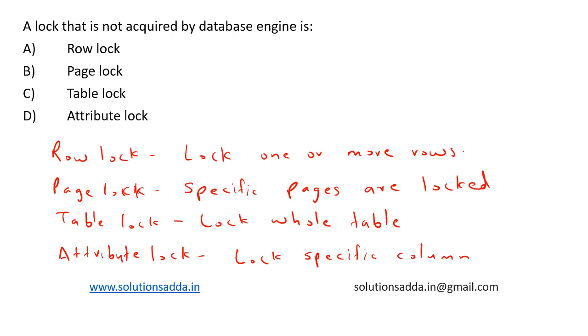So attribute level locking is not a common feature that is provided by most DBMS. So typically the DBMS focuses on locking rows, pages or tables, etc.